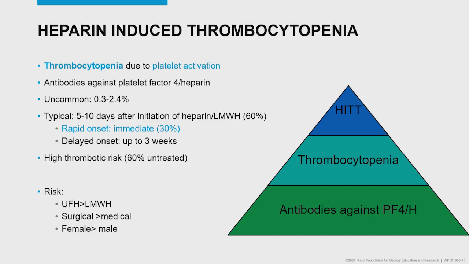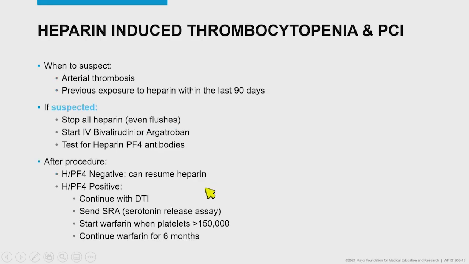But we can have rapid onset if the patients have been exposed to heparin in the past within the first 3 months, or we can have delayed onset after 3 weeks. So keep it in mind if you have a patient that develops acute thrombocytopenia and was recently exposed to heparin. We suspect it also when there's arterial thrombosis. And if you suspect it, you need to stop all exposure to heparin. So stop all heparin, even flushes, and you need to start a direct thrombin inhibitor such as bivalirudin or argatroban. Those are IV. And test for antibodies against heparin and platelet factor 4.